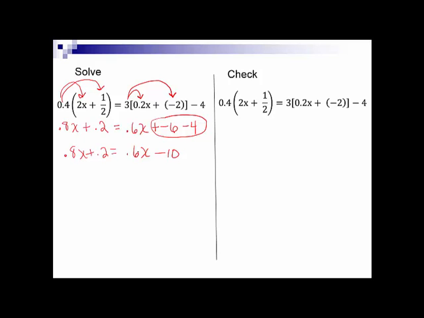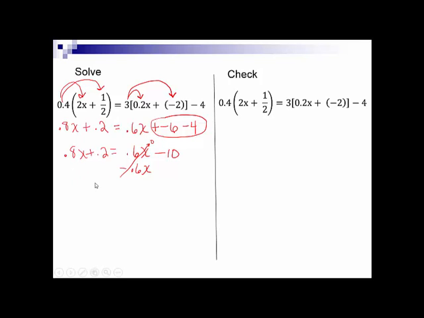At this point, I need to move all of my x's over to the left. So how do I zero out 0.6x on the right? Oh, I'm going to subtract 0.6x. Look, that had been a positive 0.6x. You look at the sign in front. So 0.6x minus 0.6x zeroes out.